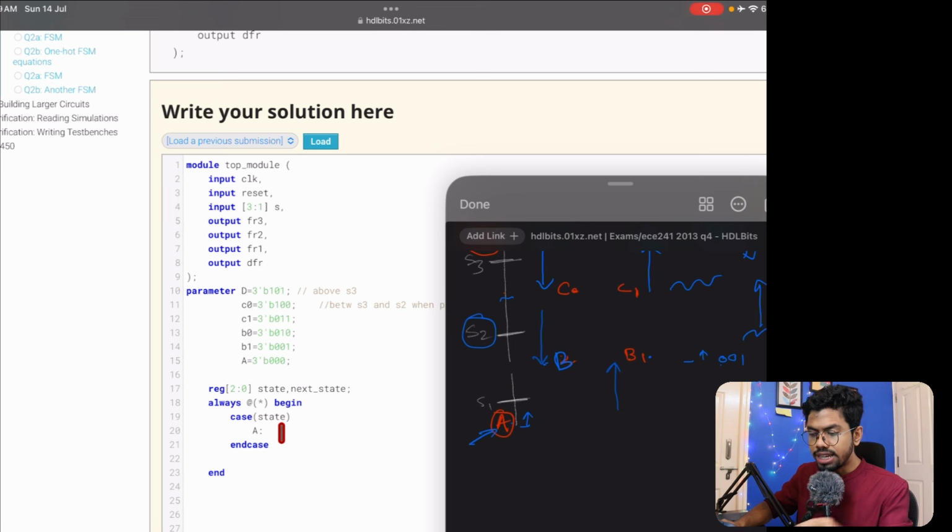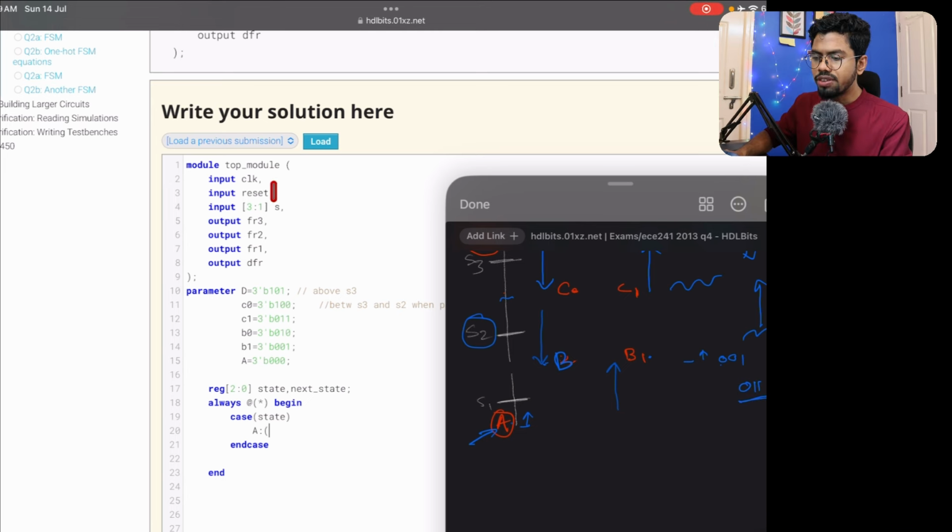So if you are at state A, I know that I can get 2 inputs only: 0 0 0 or 0 0 1. So first of all, I'll check if it is 0 0 1, and you can see the inputs are coming from here, S1, S2 and S3. You have your S, and it has 3 bits, right? So 0 0 0 means all 3 sensors are down, and 0 0 1 means 1 sensor is up.